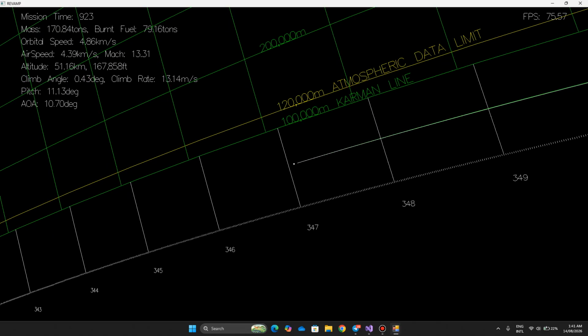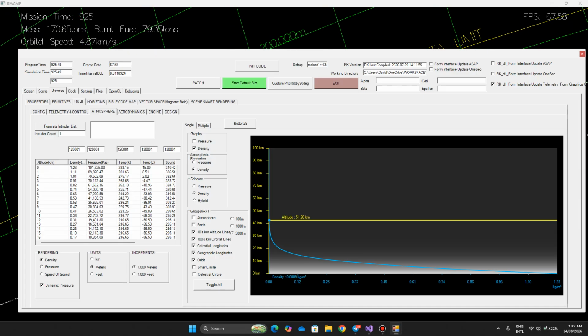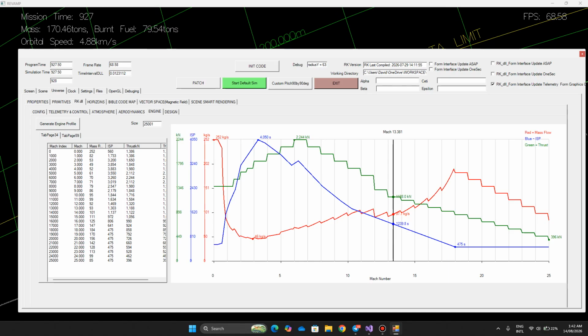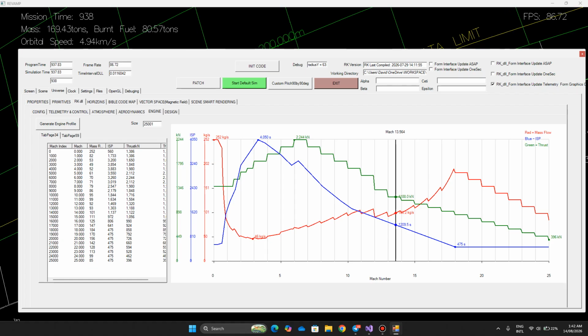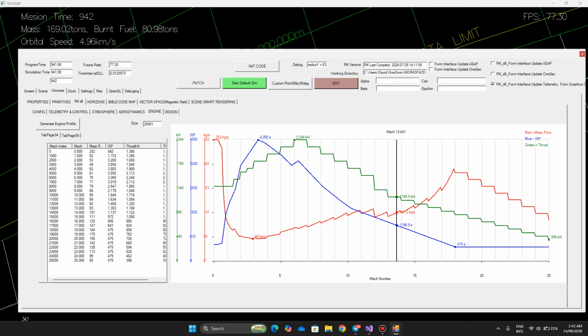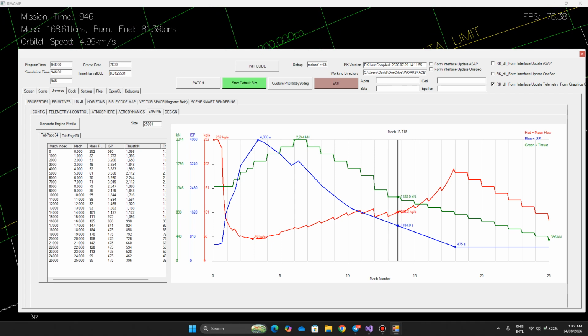But is that what we want? Let's have a look at the engine flow diagram. Yes, it's what we want. Because as you can see, where the black vertical line is, the red line's only going to get steeper and steeper, right? So we're in no hurry to go from Mach 14 to Mach 18, for instance.